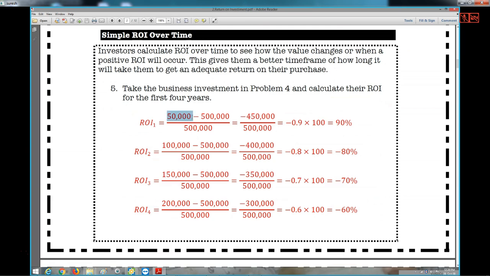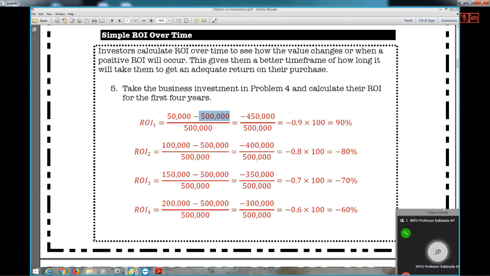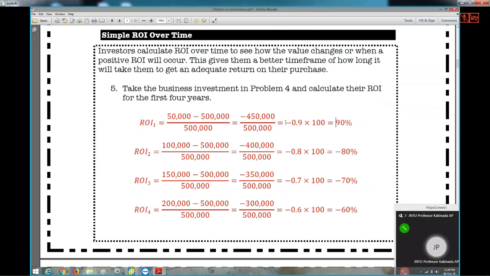That is $50,000 minus 5 lakhs investment divided by 5 lakhs investment. So that is to be taken. Here, return on investment for the first year is minus 90%. Then second year, return on investment, so 50,000 plus 50,000, it is 1 lakh. So 1 lakh minus 5 lakhs by 5 lakhs, which is minus 80%. Return on investment is minus 80%.